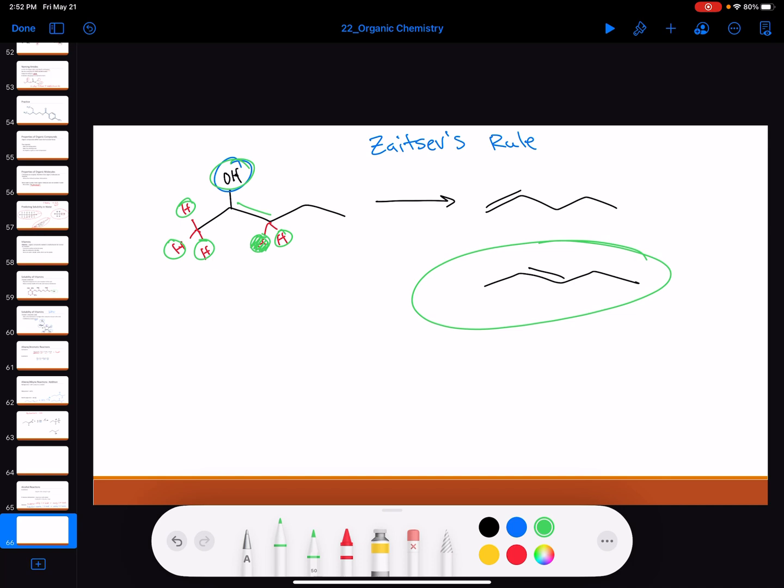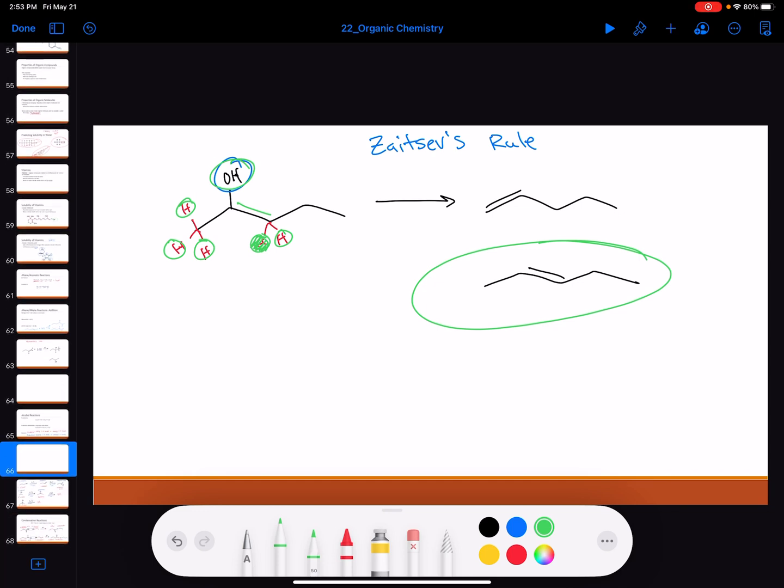Okay, so the rich get richer. So when you add in a hydrogen, add it to the one that has the most hydrogen. The poor get poorer. When you remove a hydrogen, remove it from the one that has the fewest hydrogens. In organic chemistry, they go through carefully and explain why all of this happens, which is really important. But for this class, you just need to know what happens. And so the rich get richer, poor get poorer. That's an easy way to remember it.